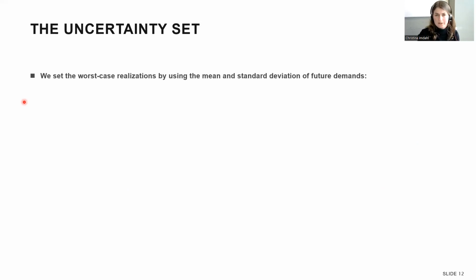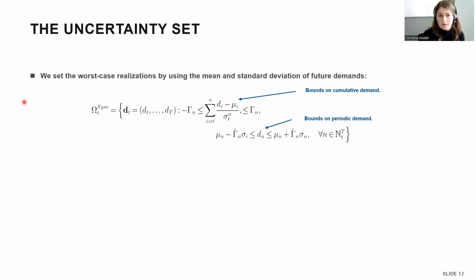So first, we formulate the uncertainty set. To formulate the uncertainty set, we use two kinds of bounds. We first have the periodic demand bounds, which basically bound the deviation that the demand can have in each period. We bound it by the deviation from the mean demand in terms of standard deviation. And the gamma hat is the periodic bound parameter.